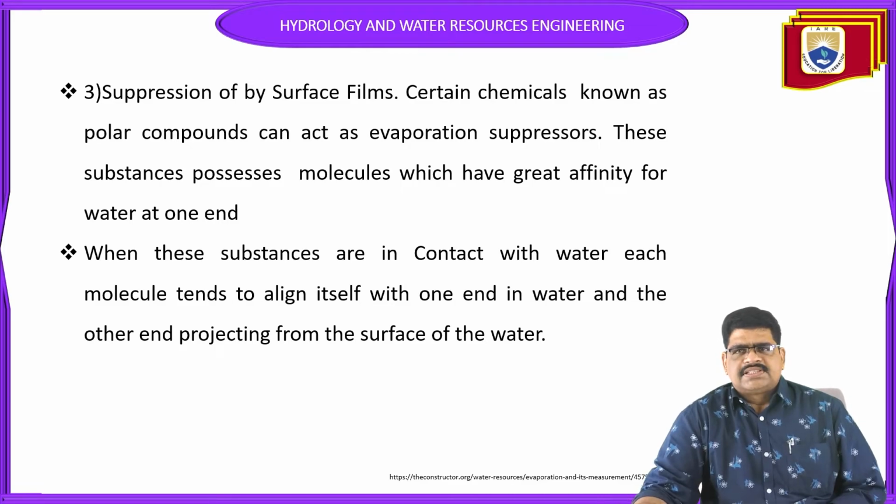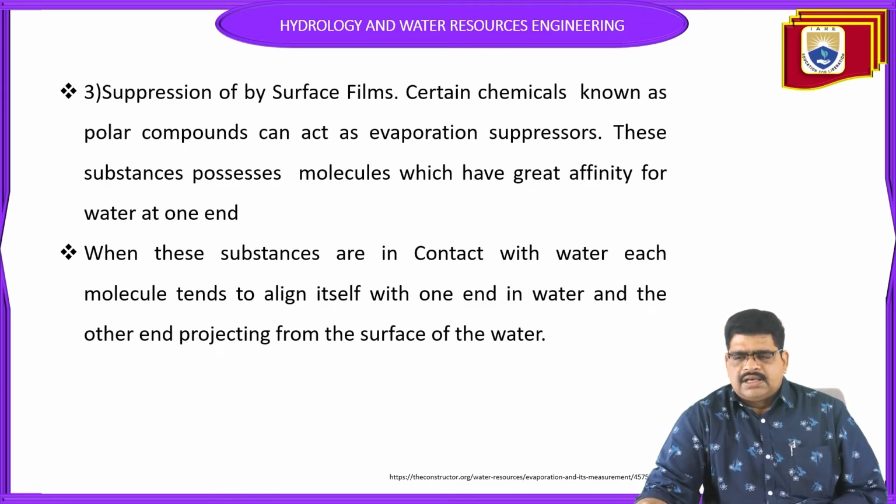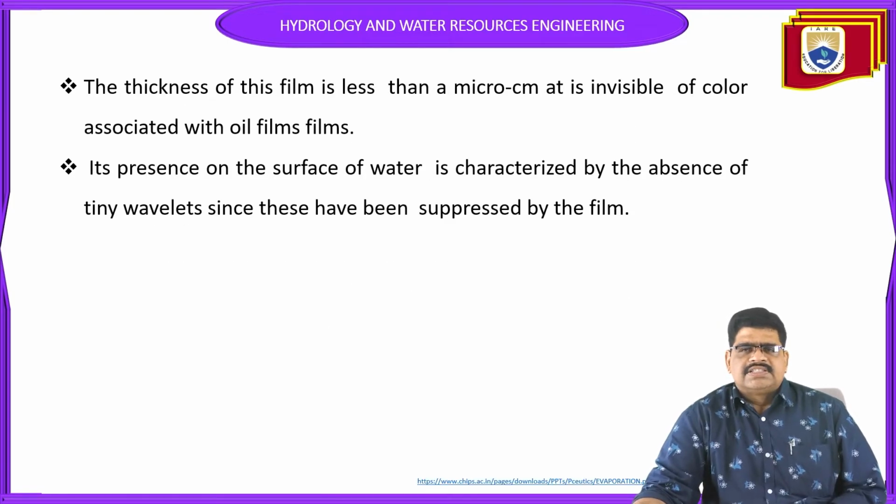When the chemical substance is in contact with water, the molecules tend to attach with one end in the water and the other end joining to the surface of the water. So one end is attracted to the water and a film is formed, and the other end projects from the surface of the water and can be reflected. Next, the thickness of this film is less than a micro centimeter. It is invisible, unlike the colors associated with oil films.